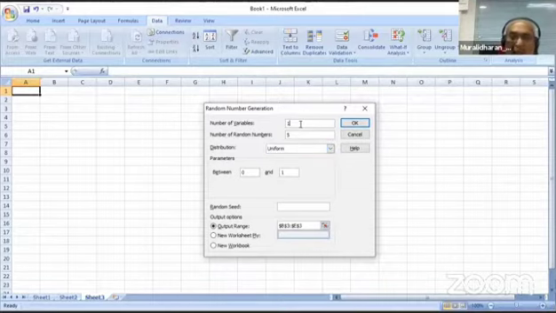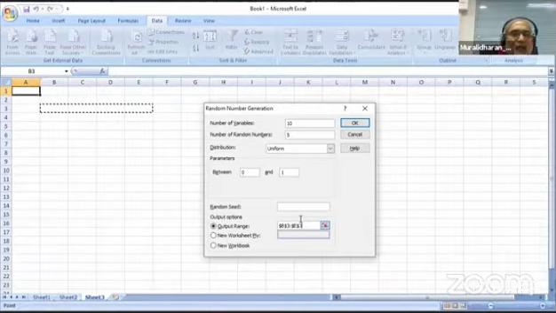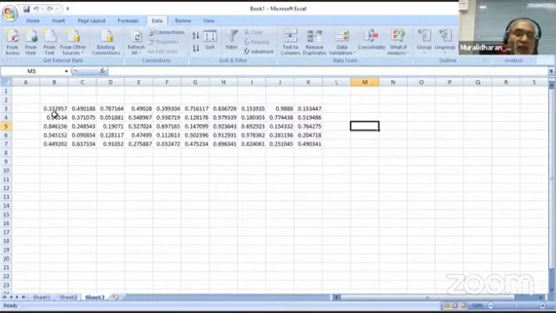Suppose you want, for example, 10 uniform random variables, and of what size? What is the size of each random sample? It can be 5, 10, 30, etc. And where do you want to have the numbers generated? Give some space, not necessarily the whole space. So I'm just saying, okay, this is one way.